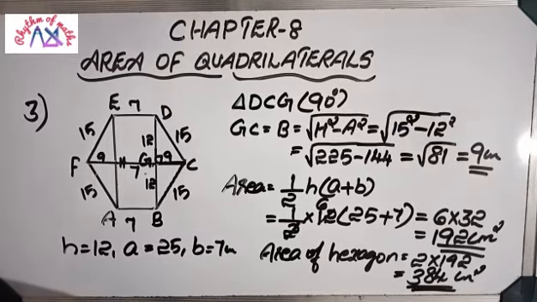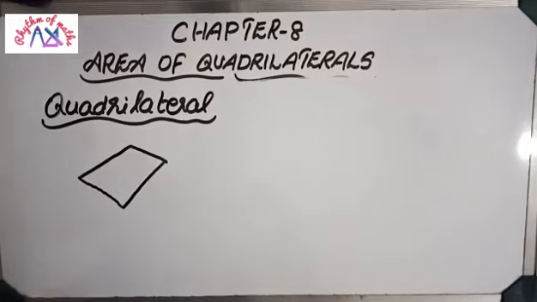Now let's move on to the last section of this chapter. Our last subheading is quadrilateral. Quadrilateral means already we learned about rectangle, square, rhombus, trapezium, parallelogram, isosceles trapezium. All we learned, with some special features. But other quadrilaterals are also there. Quadrilateral means simply a four-sided figure. It can be any shape.